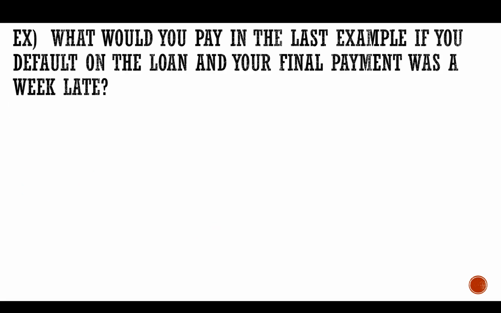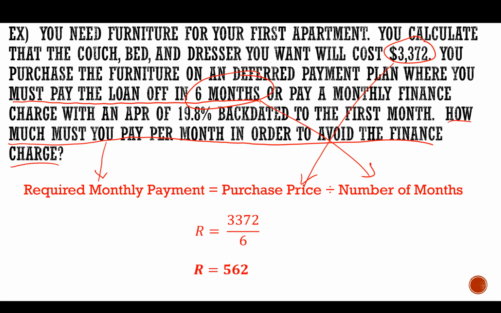Now, let's look at what happens if you don't pay it off on time. What happens if you default on this loan and your final payment was a week late? All right, so now you're a week late, and because you're a week late, boom, it triggers penalties. Go back to the problem. It tells you what the penalty is. You will pay a monthly finance charge with a 19.8% interest rate backdated to the first month.